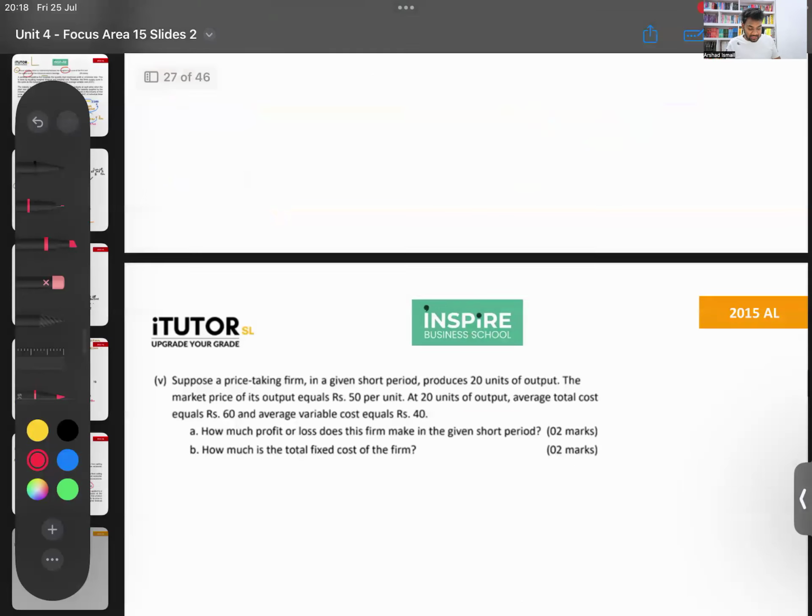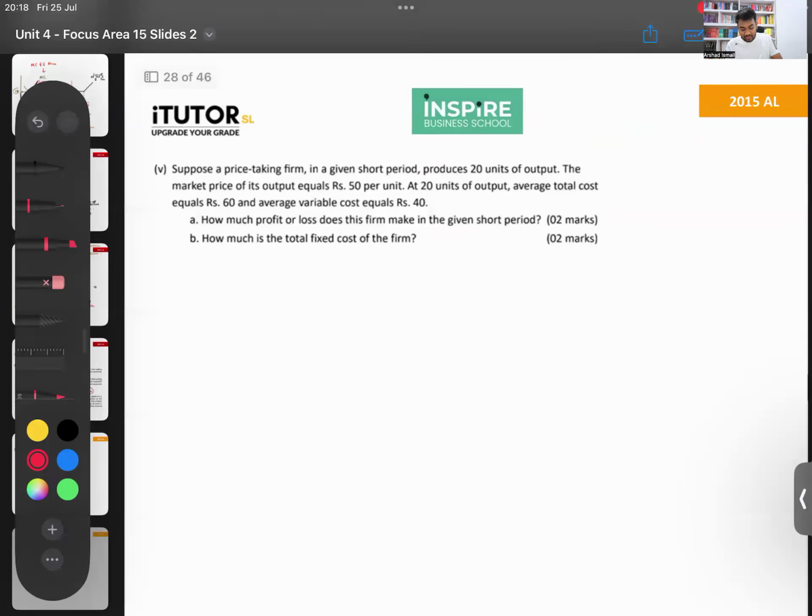Then the next one, 2015, question number 5. Suppose a price-taking firm in a given short period produces 20 units of output. The market price is 50. At 20 units, average total cost is 60, average variable cost is 40. How much of profit or loss does the firm make in the short run? How much is the fixed cost? Easy one. So the first one is asking how much of profit or loss.